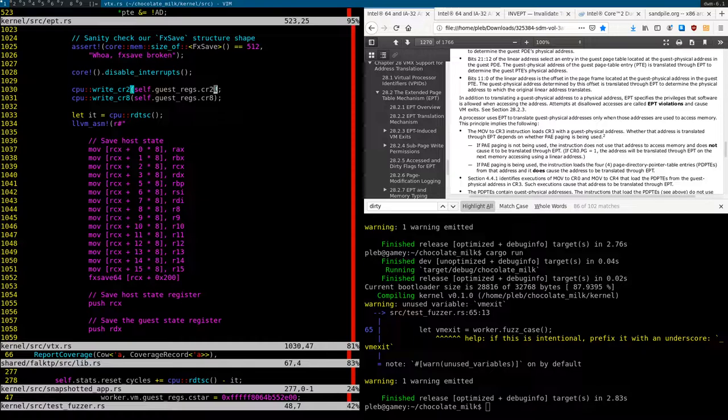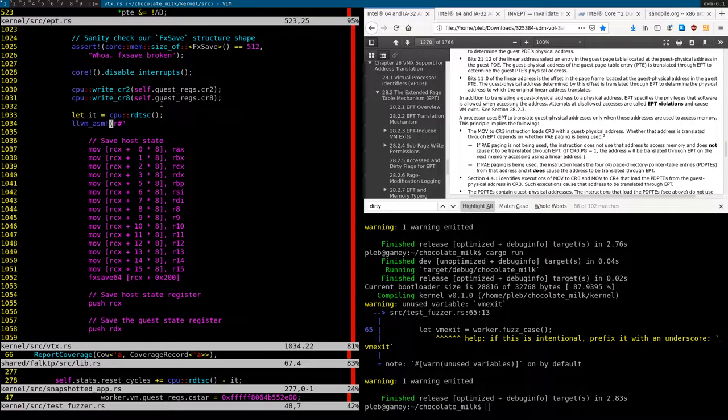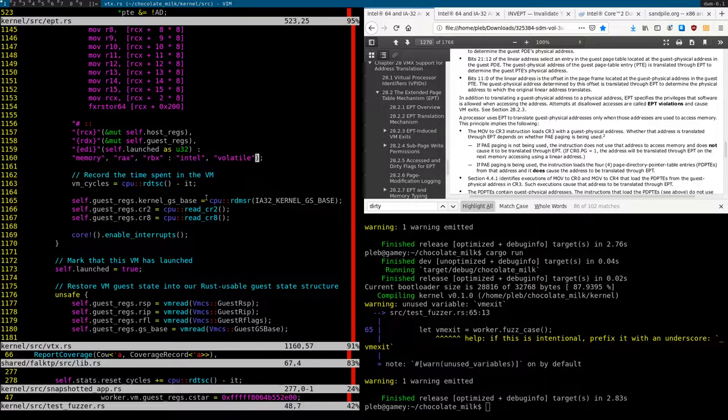Disable interrupts, basically free. Writing CR2 and CR8, not necessarily free. But we kind of have to do them. These are also serializing instructions. So we technically only want to do these if the CR2 changes compared to what we have. But we have no notification of if the CR2 or CR8 change. So we kind of have to read them out every time. The kernel GS base, we kind of have to read every time because that could have changed. Could it have changed? Yes, because swapgs.